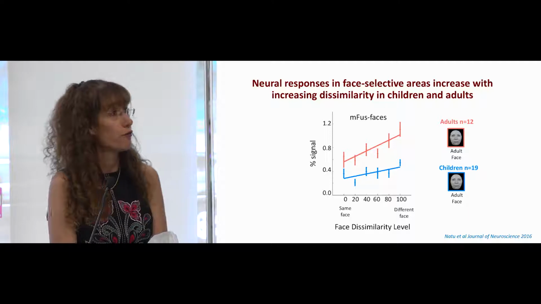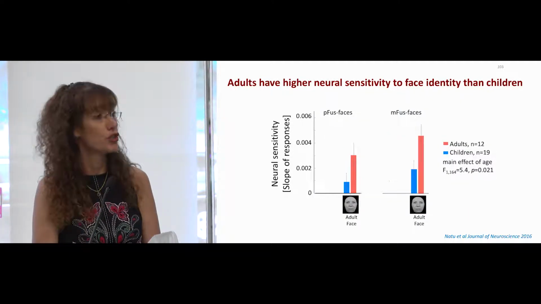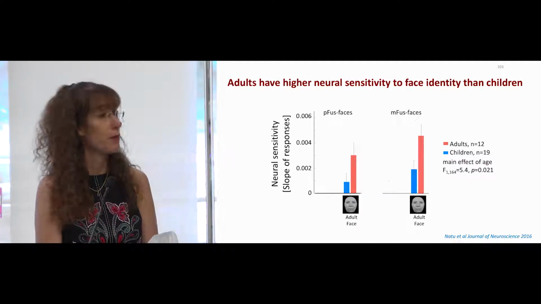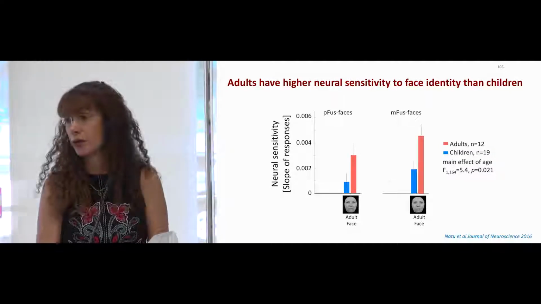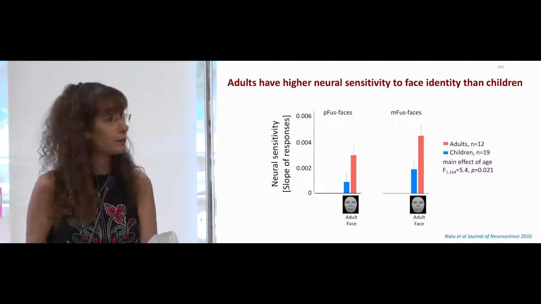So this is data from both pFus-faces and mFus-faces. Again, the orange are adults, the blue are children. And this is when they look at adult faces. And consistent with the developmental hypothesis, we see that there are higher slopes in adults than in children. This is consistent with increases in neural sensitivity.